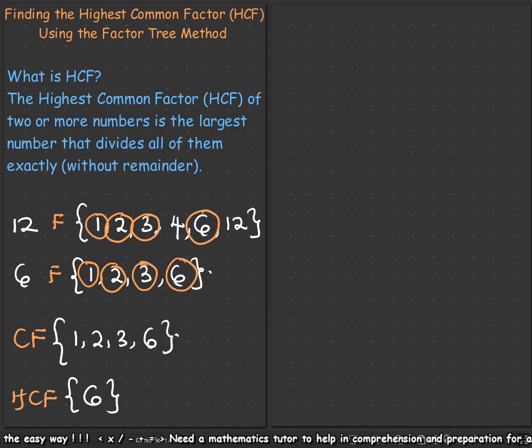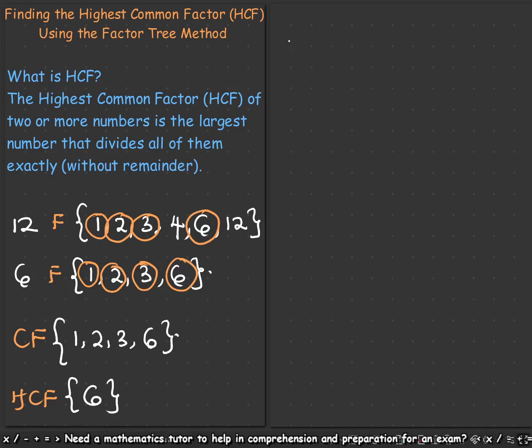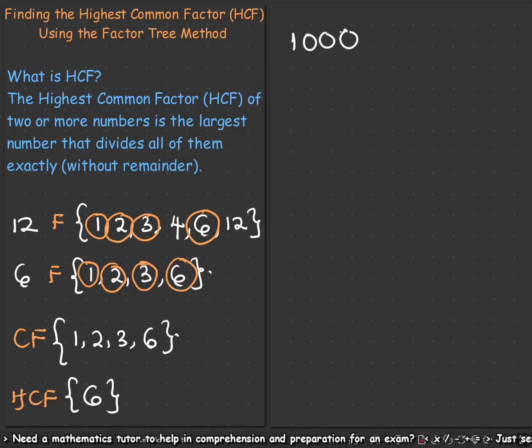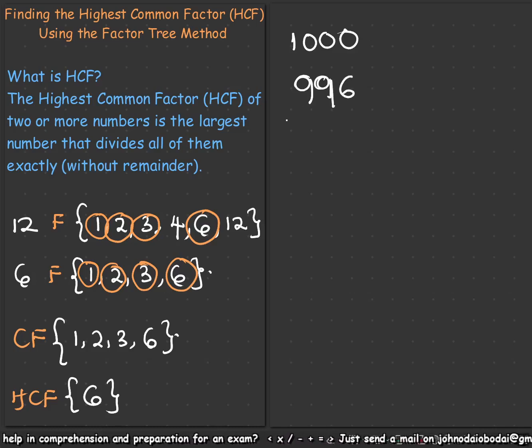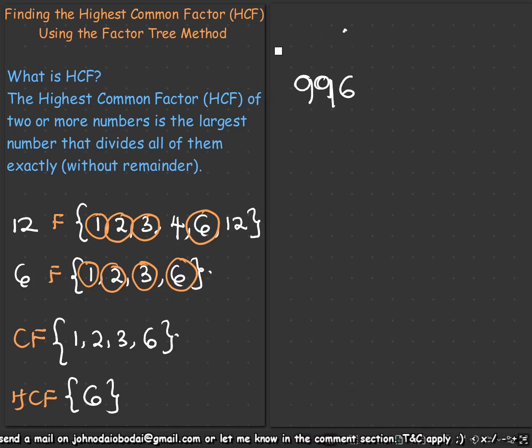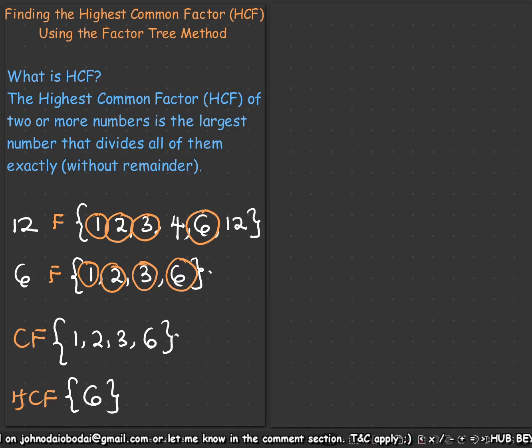But if you have very, very big numbers, let's say 1,000 and then 999, or let me say 996, for these huge numbers, it will be a little bit tedious just to list all their factors, look for their common factors, and then look for the highest common factor. That is where the factor tree method comes in, and that is our focus for this lesson.